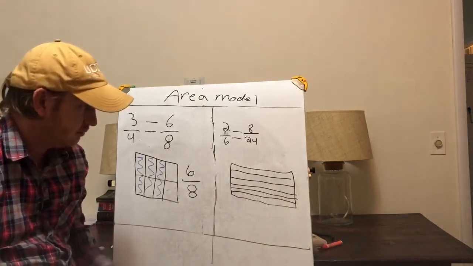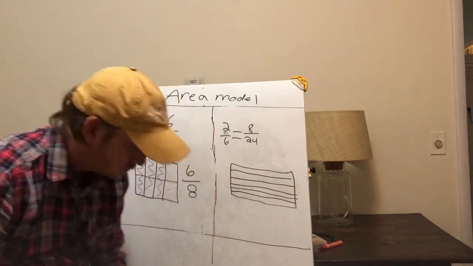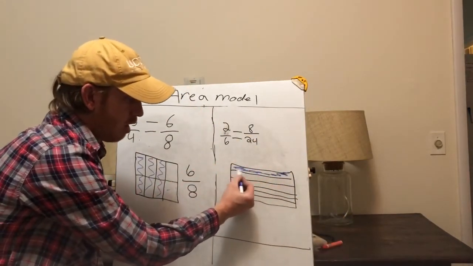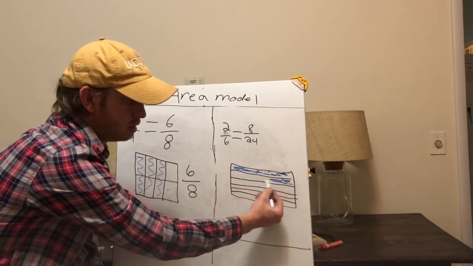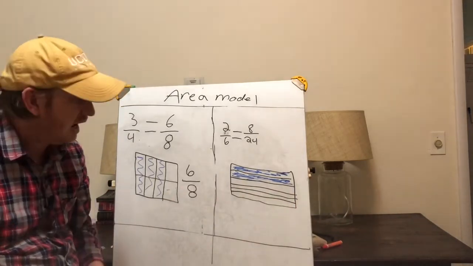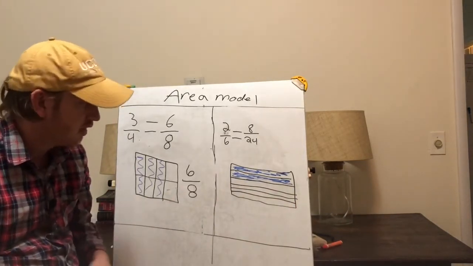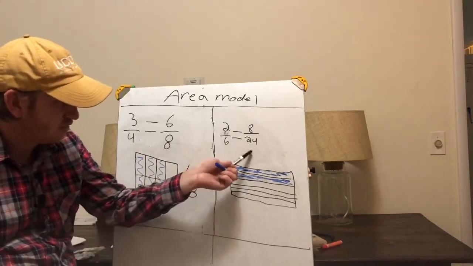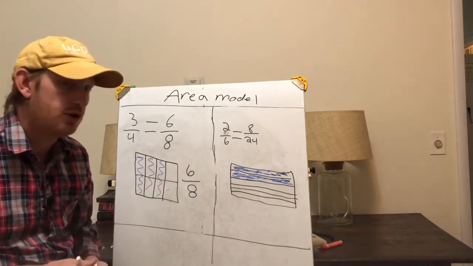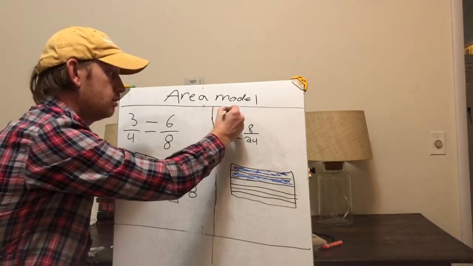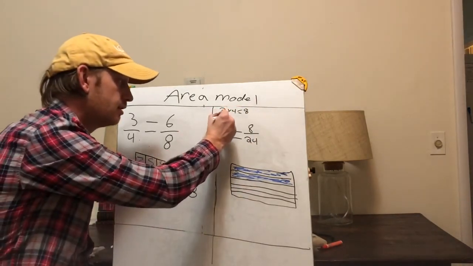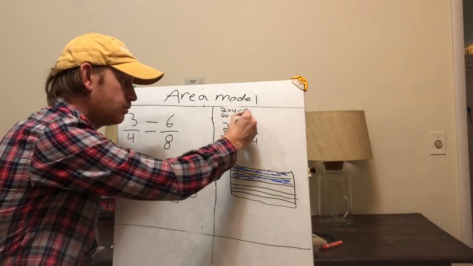And how many am I shading in? 2. One and 2. So now I need to find a way to prove through my graph that this is true, that 2/6 is equal to 8/24. Well, if I look closely, I'll notice that 2 times 4 is 8, and 6 times 4 is 24.